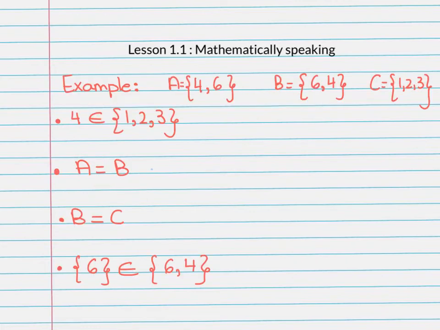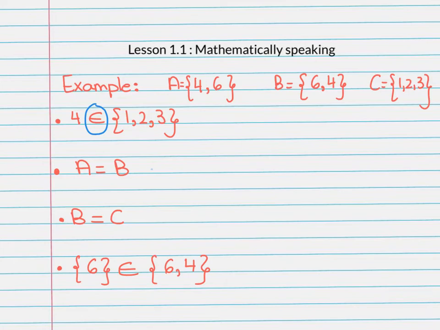We are given 3 sets and we have 4 statements to identify whether they are true or false. We start with the first statement. It says 4 belongs to the set that has elements 1, 2, and 3. Condition number 1 is make sure you're using the correct symbol. I'm using the symbol belong, and we know belong has to be between an element and a set. That's true. I have an element and I have a set, so condition 1 is correct.